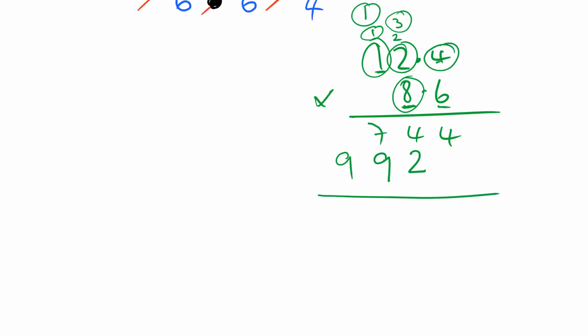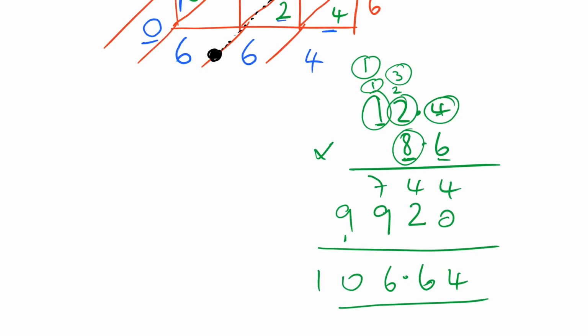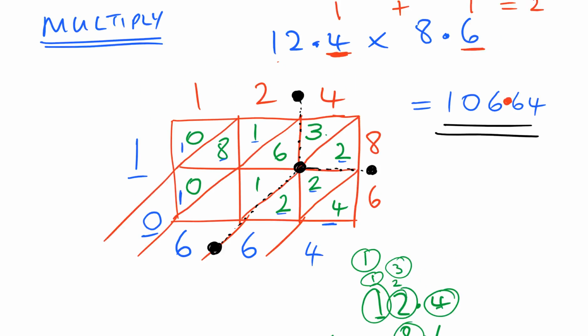Okay, and then we have to add that lot together. Stick a 0 in there, so we get a 4 here, a 6 here. 9 plus 7 is 16, and 9 plus 1 is 10. So you can see we get the same answer. Again, you've got different methods for working out the decimal point. So yeah, just have a play with it.